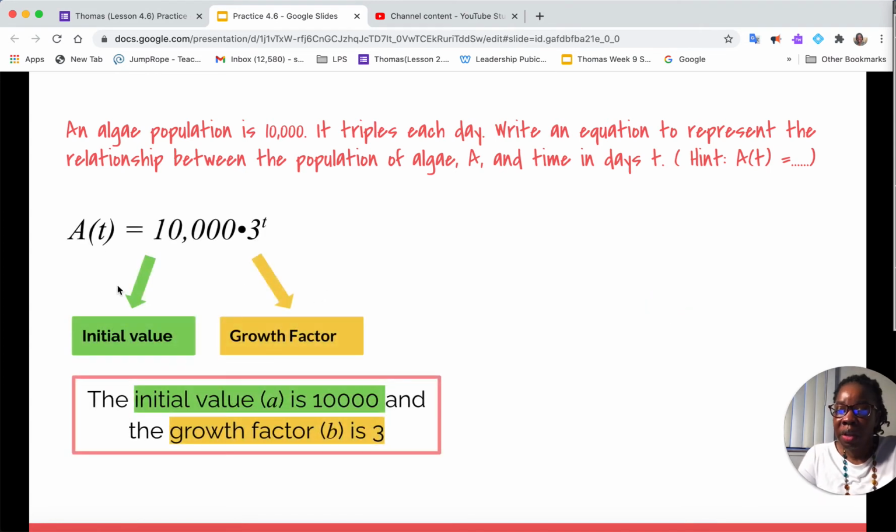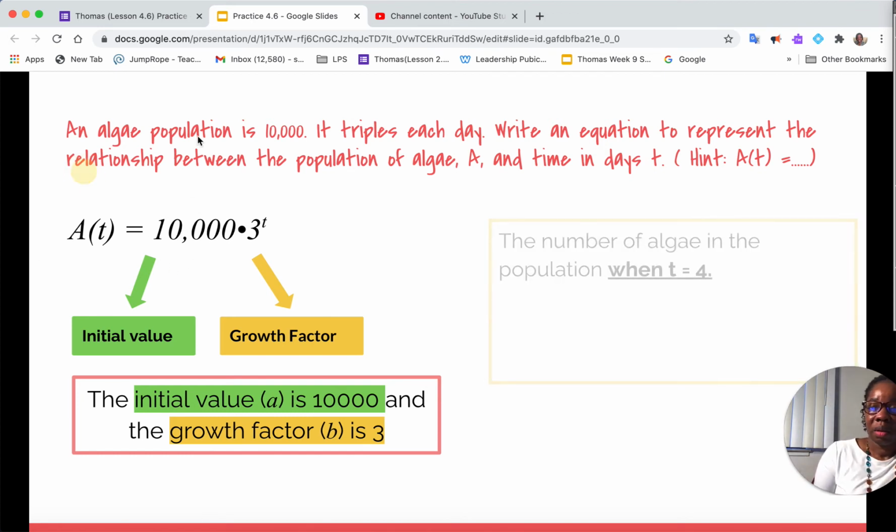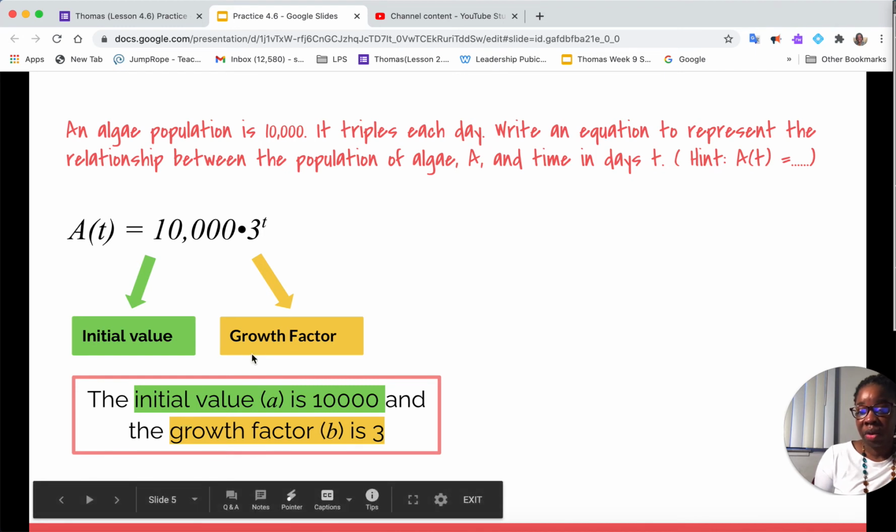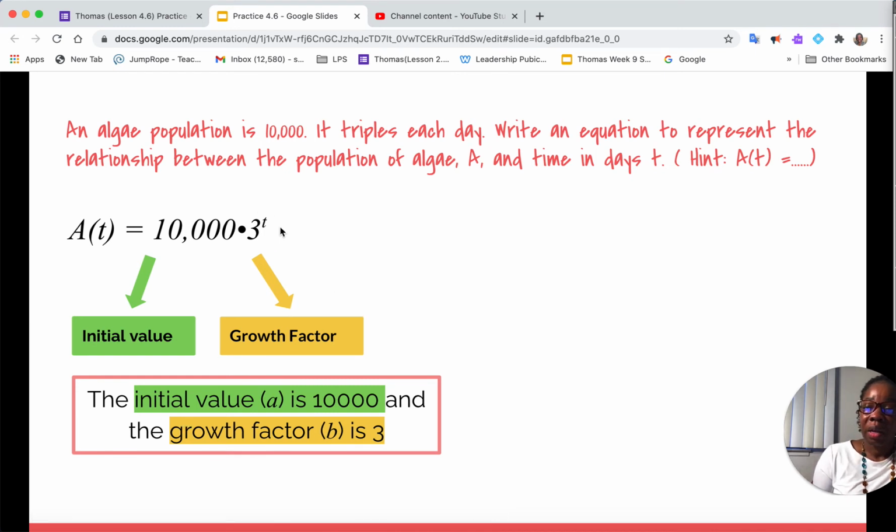Well, the 10,000 is going to take the place of the initial value. And 3 is the growth factor. So the initial value A is 10,000, the growth factor B is 3 because it's tripling. And that's raised to the t power because that represents the time in days.